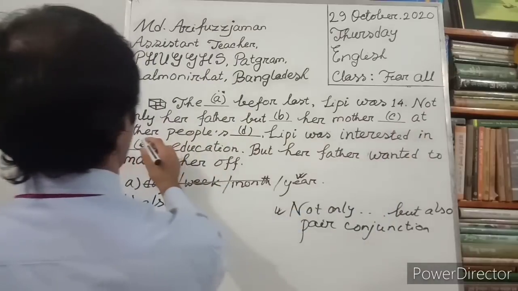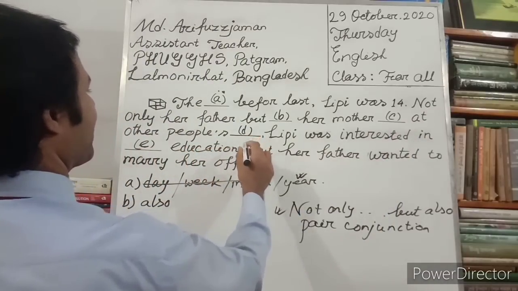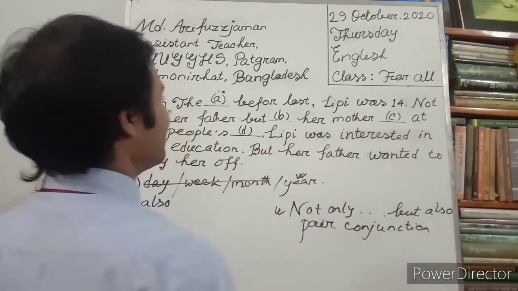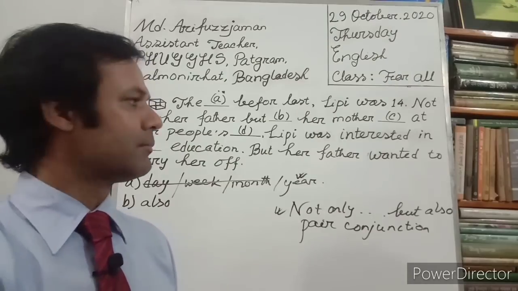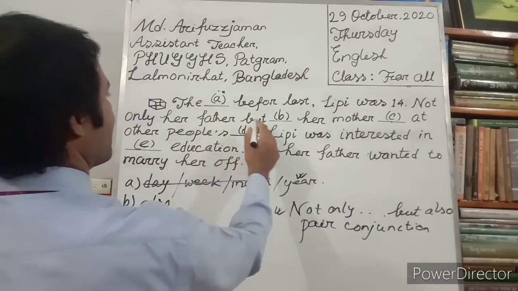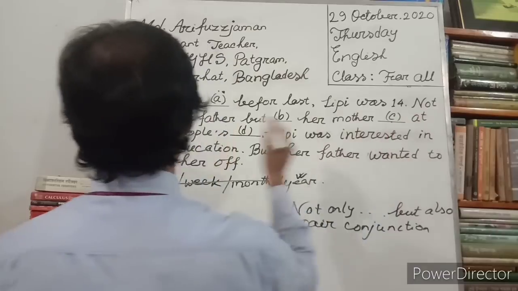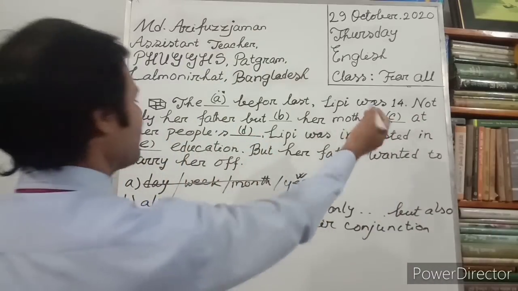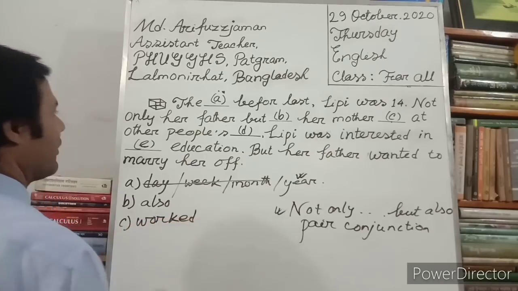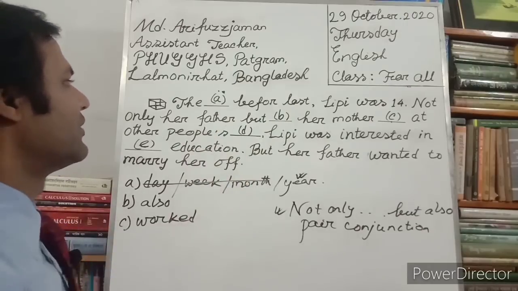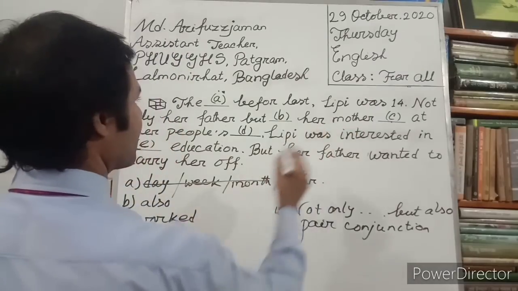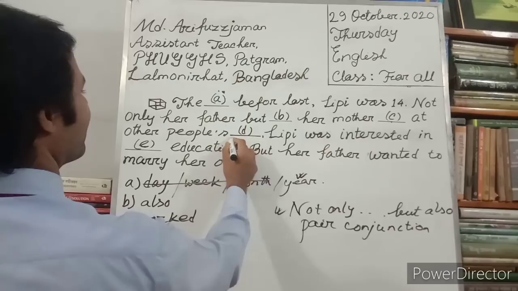There is also a gap at other people's. Look, not only her father, but also her mother. This sentence lacks a verb word. So we have to write a verb word here. Not only her father, but also her mother did something at other people's. Do something means we can write here worked, not work, because this context is related to the past indefinite form. So we have to write here her mother worked at other people's.